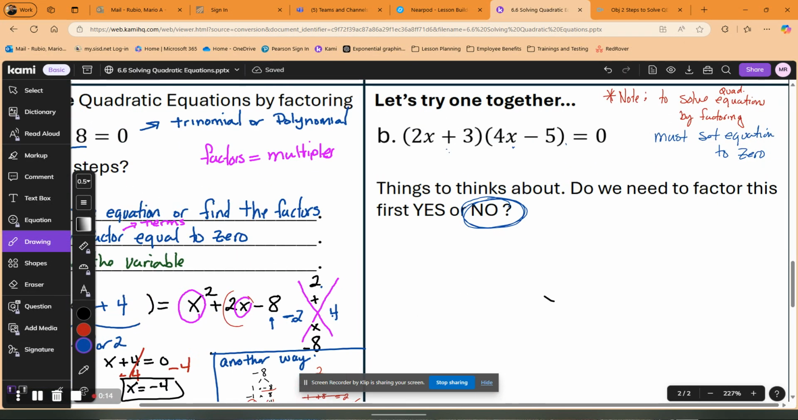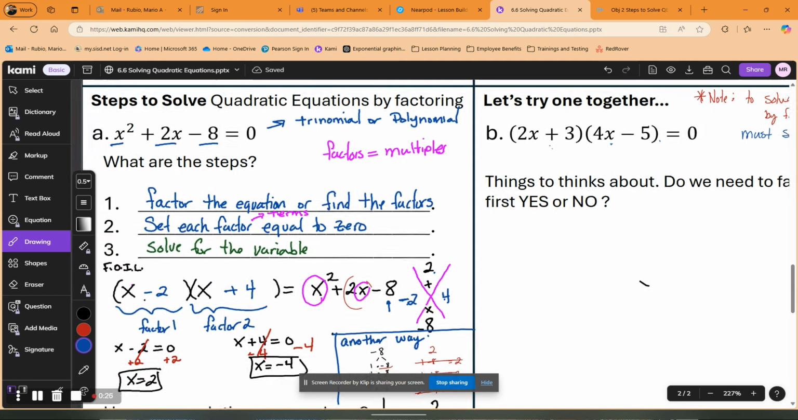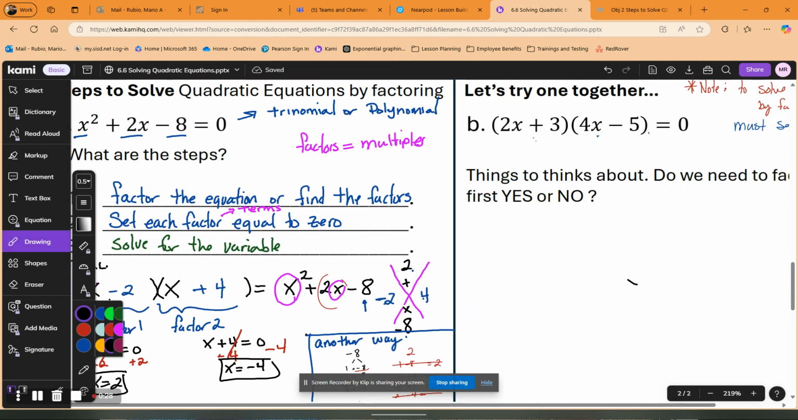So the first thing we were talking about is let's look at the equation in the form that it's in. It's already in factored form, so we do not need to factor that. We're already on step 2 here. So what was step 2? Set each factor equal to 0.